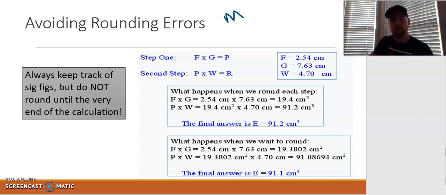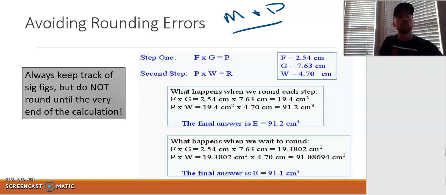Because multiplying and dividing both have the same set of significant figure rounding rules, that means do all your multiplying and dividing in one step. You don't have to worry about your significant figures along each step. Just save it all to the very end. So an example of that is we have some values over here, right? We have f equals 2.54, g equals 7.63, w equals 4.70. These are just arbitrary variables.